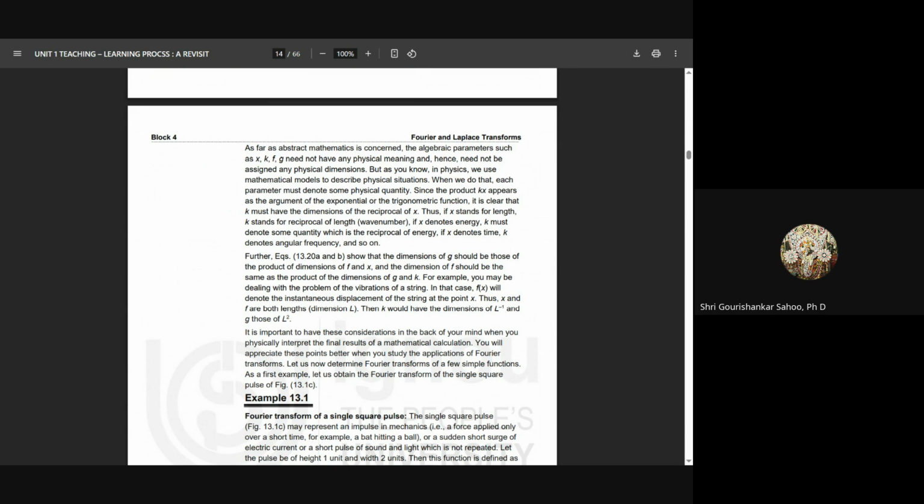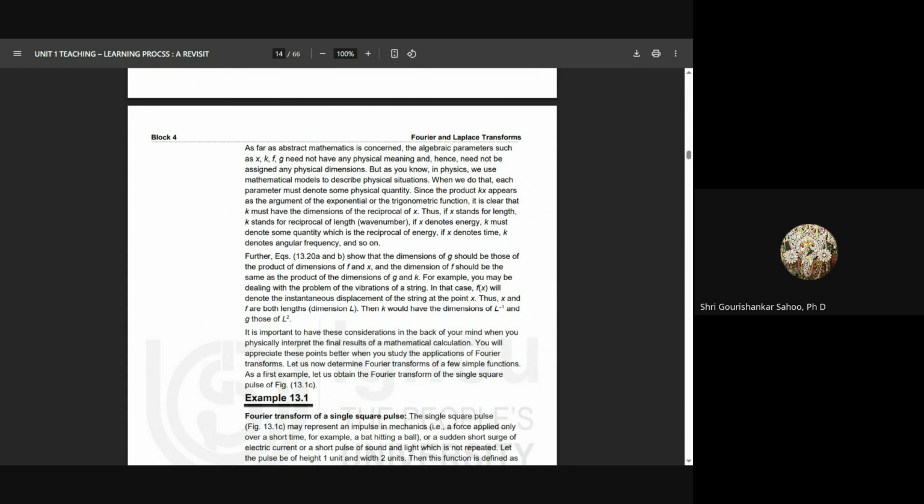So you can see the dimension of g should be those of the product of dimensions of f and x, and the dimension of f should be the same as the product of the dimension of g and k. For example, you may be dealing with the problem of vibration of a string. In that case, f(x) will denote the instantaneous displacement of the string at the point x. So your x and f are both lengths, having dimension L, and then k would have the dimension of L inverse, and g those of L square.